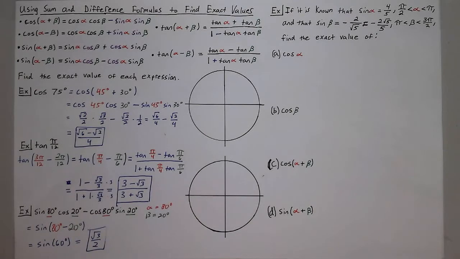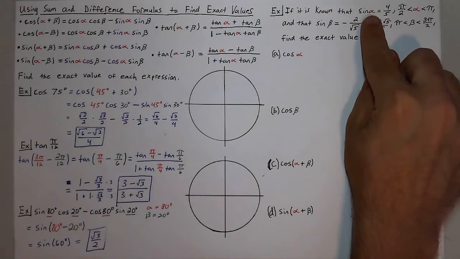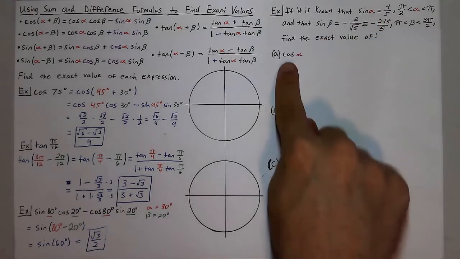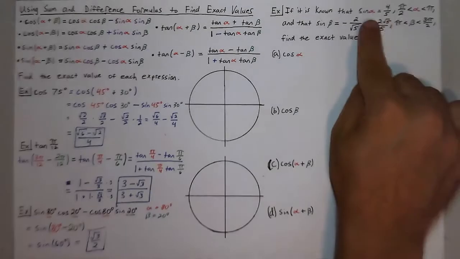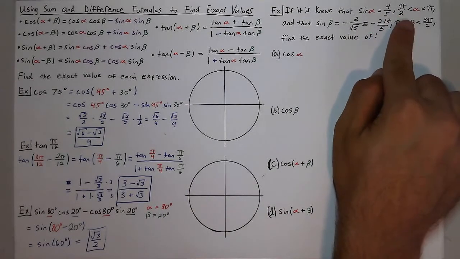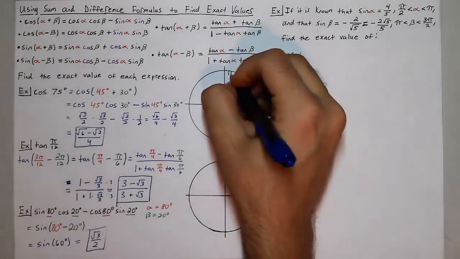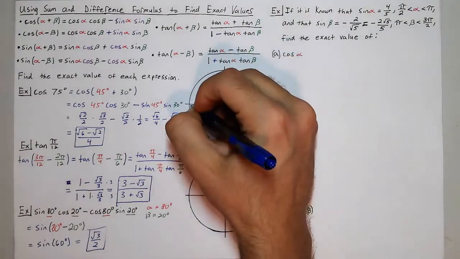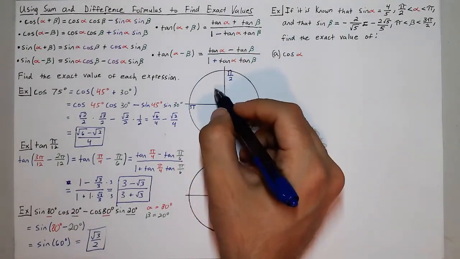Now let's look at what happens whenever we're given some arbitrary values for sine of alpha and sine of beta, and see how we can still find all of these values. So here we know that sine of alpha is 4 over 5, and it's between pi over 2 and pi. So if I use this grid over here, pi over 2 is the upper angle, pi is the left angle. So I know I'm between these two angles for sine.